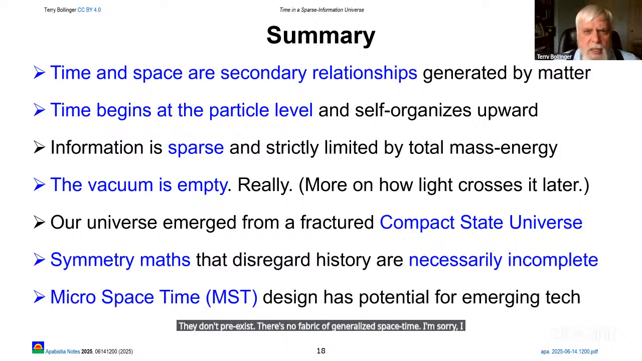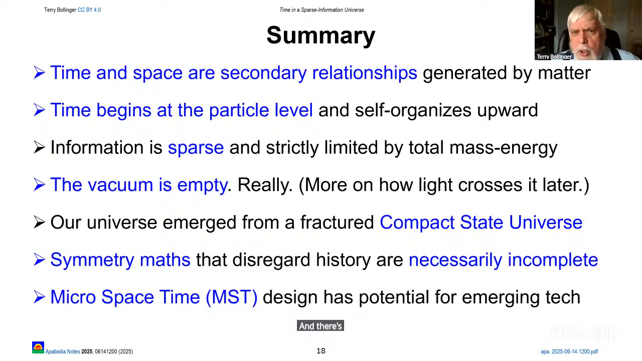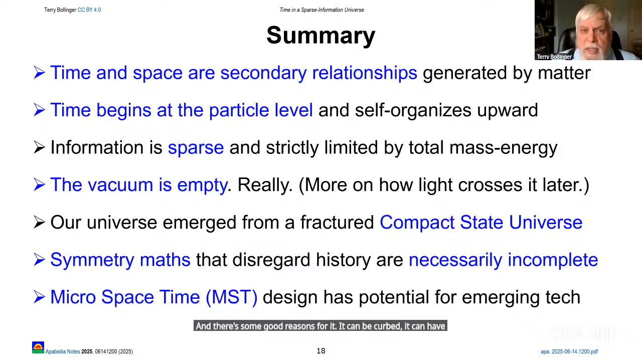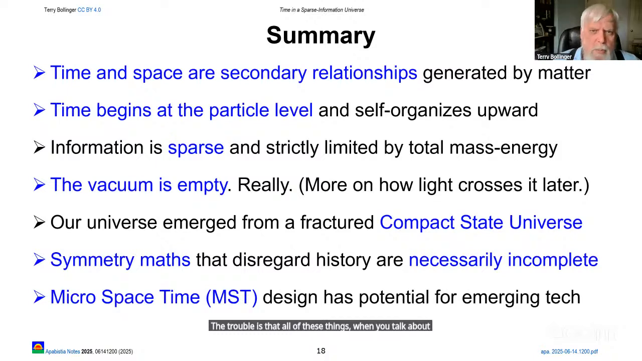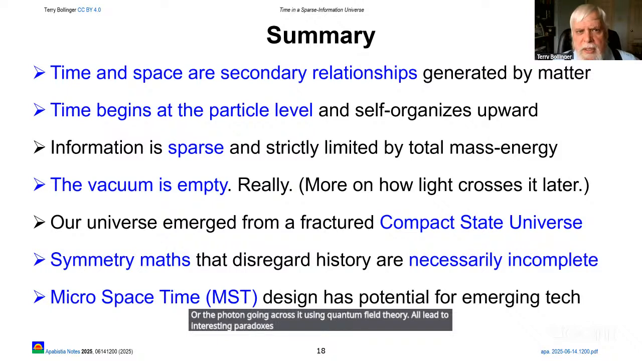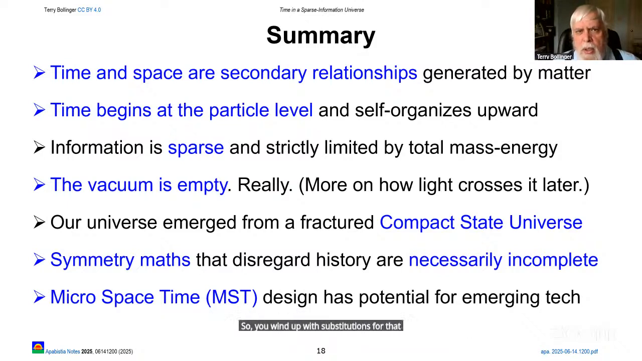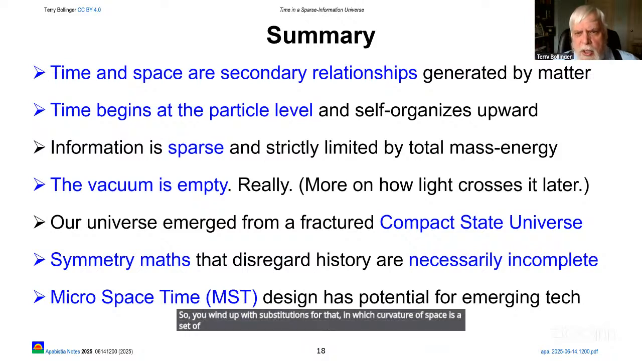I know that's very popular with a lot of very, very smart people. And it's something we're trained in, this mysterious fabric of space-time. And there's some good reasons for it. It can be curved. How do photons cross it if there's not something there? The trouble is that all of these things, when you talk about the curvature of the fabric or the photon going across it using quantum field theory, all lead to interesting paradoxes in which you lose this key insight of special relativity, which is that space is featureless. So you wind up with substitutions in which curvature of space is a set of very special relationships between particles of matter. And then without the particles of matter, you don't get that.